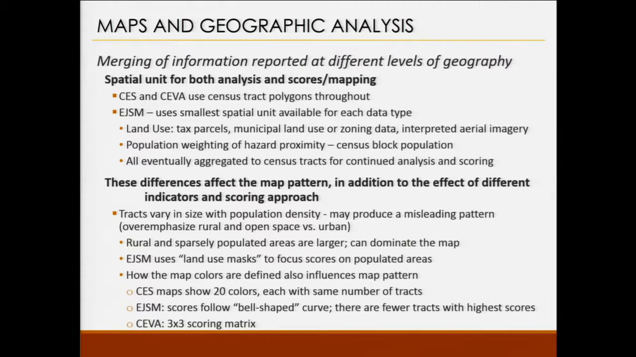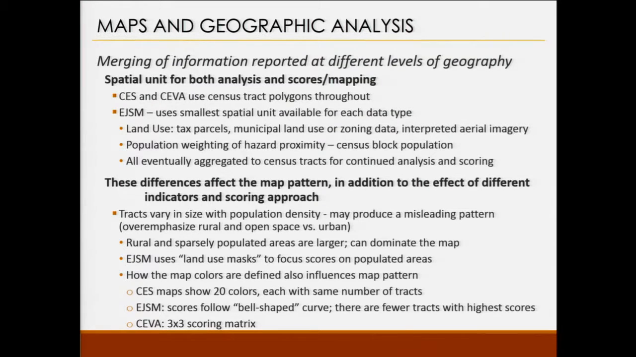And finally, the way in which map color is used in these different methods will also affect the map pattern and can affect the interpretation of it. So with CalEnviroScreen, for example, there are 20 colors, but each of those colors represents the same number of census tracts statewide. In the EJSM, we have 13 colors, or a larger number if we use a larger number of indicators. But instead of all of the colors being represented with the same number of tracts statewide, it actually follows a bell-shaped curve where the very highest scores and the very lowest scores are for a relatively small number of tracts, and the scores in the middle are for the most.